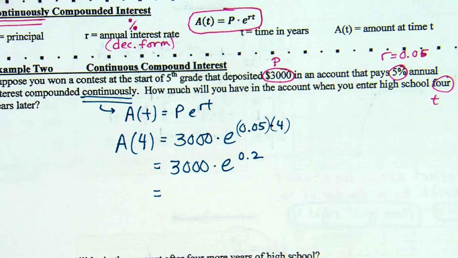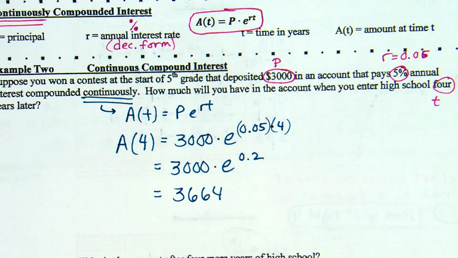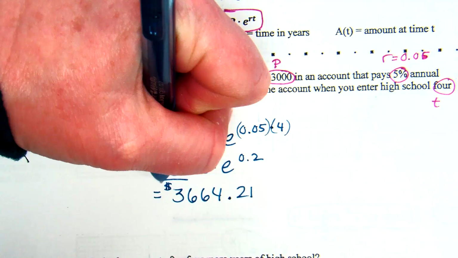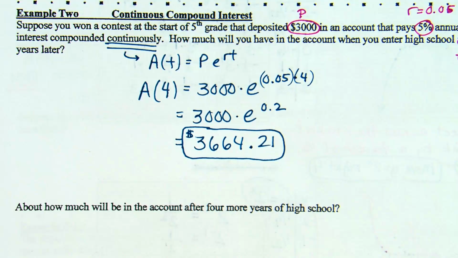Okay, and that is a perfect place to stop. Have you read the next problem? 4 more years of high school. So you would do what? You would put 8 in instead of 4. Again, it's just practice there. What fifth grade ever? It's like, if you win a talent show, you get $3,000.